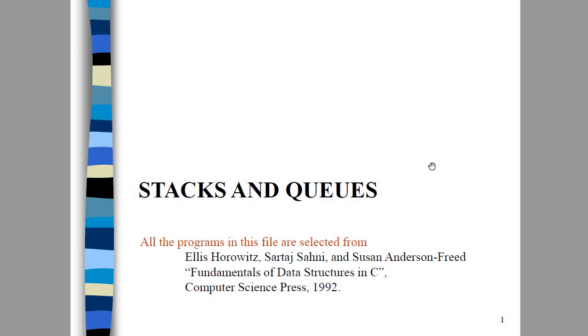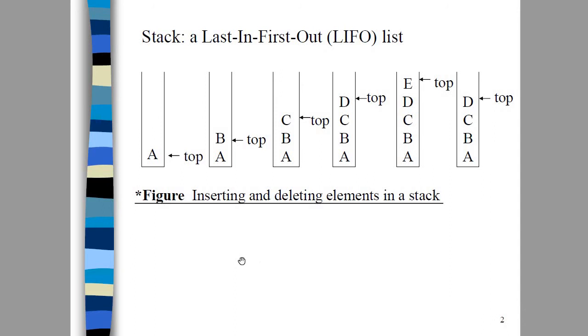Okay, so we'll start with stacks and queues. So in a stack, how will the data be stored? It will be stored in last in, first out manner. The elements which are stored last can be removed from the stack first. Otherwise, we can call it the first in, last out manner also.